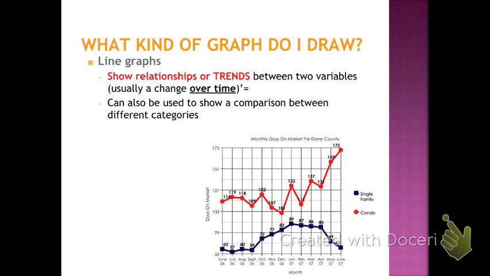Line graphs are usually used when you want to see a trend, so a trend over time. Usually the x-axis here, for example, is over time. And we can also use it to show a comparison between different categories.